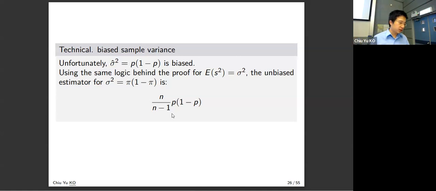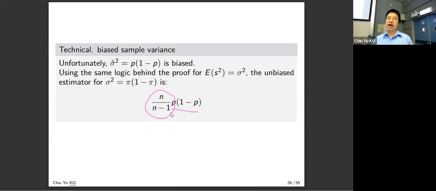There are two reasons that we still use this biased version. First, when you talk about binary data, usually n is not small, and that means n over n minus one is very close to one, so it doesn't really matter. Second, p times (1 minus p) is also a small number, because p is from 0 to 1, so p times (1 minus p) is at most 1/4, and usually much less. So even though we don't do this adjustment, it doesn't matter that much. We just make our life easier.